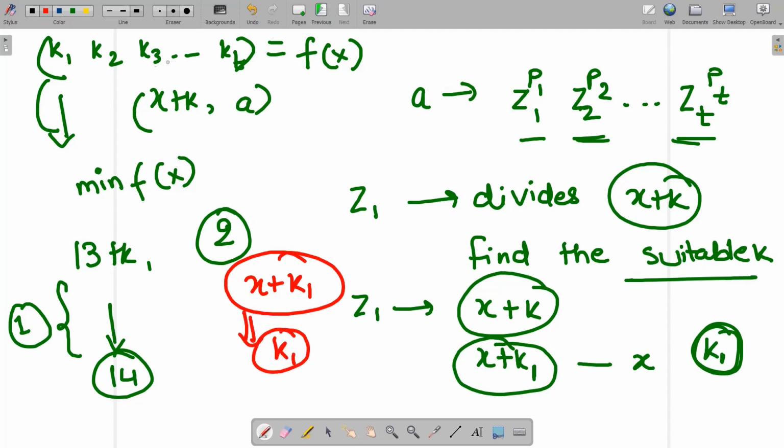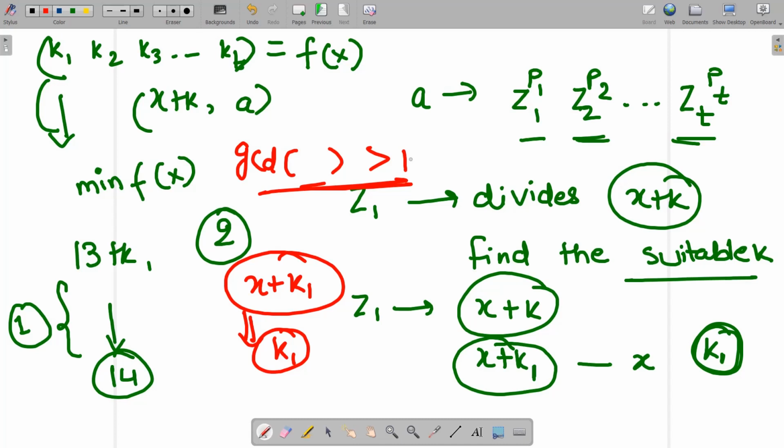For each of k1, k2, k3 up to kt, for each prime factor, you need to find the difference up to which we can extend this x plus k. Then our answer is the minimum of all those. Because if you find that minimum, it means that at that point this prime factor is going to divide this value, and after that the GCD must be greater than 1. So our answer is the minimum of all those differences from x.